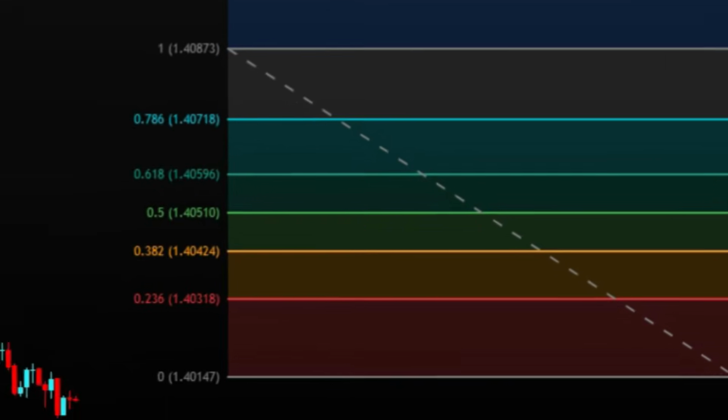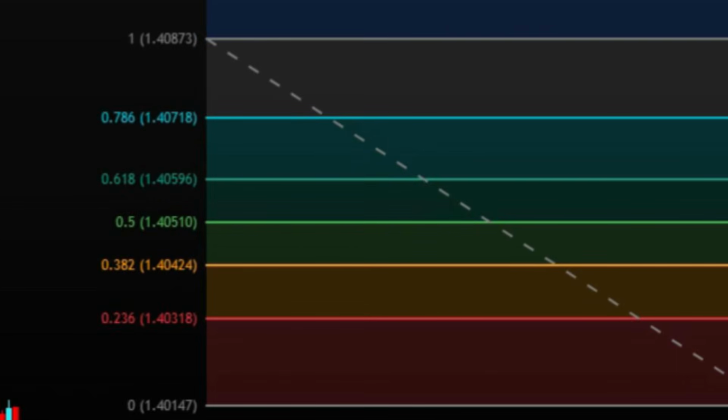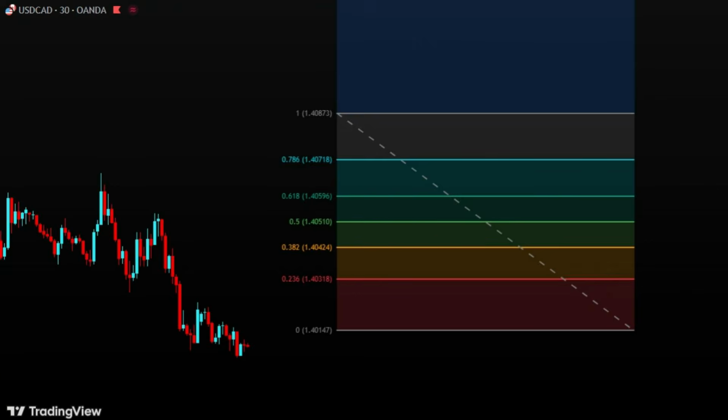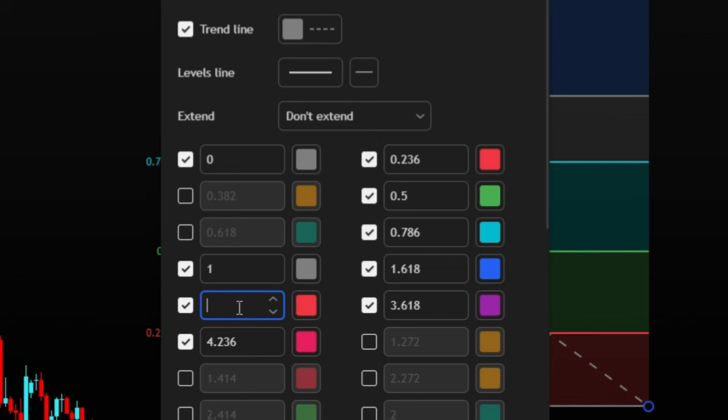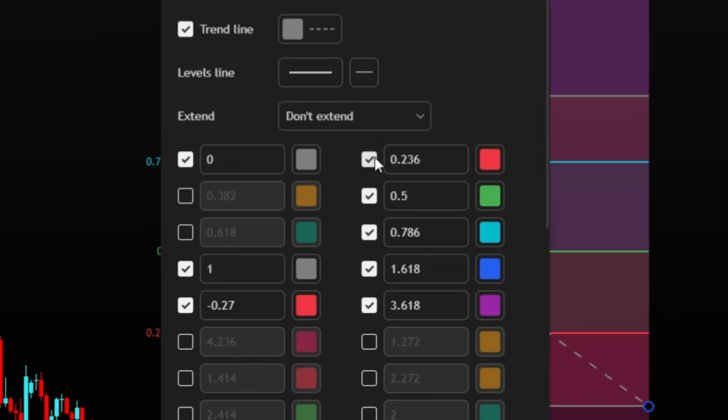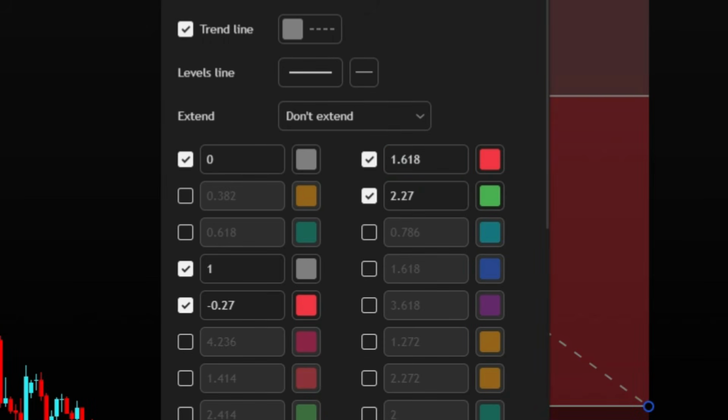Now the default settings might look a bit messy, so let's customize it. Uncheck all the values and add -0.27, 1.618 and 2.27. That's all you really need for now. You can always add more later, but this setup works perfectly for what we're doing.